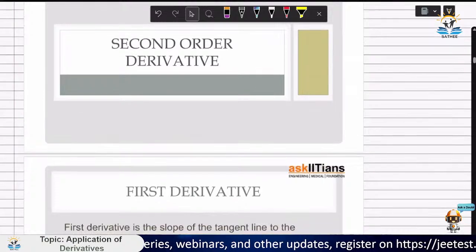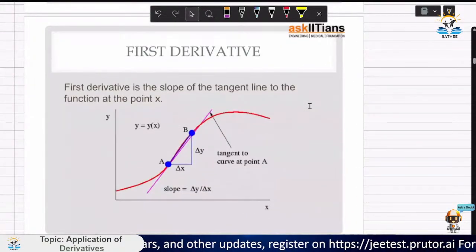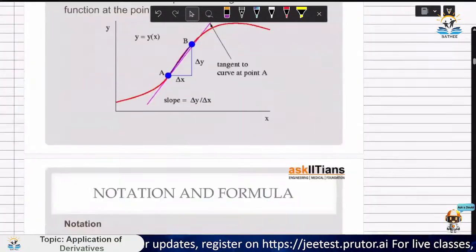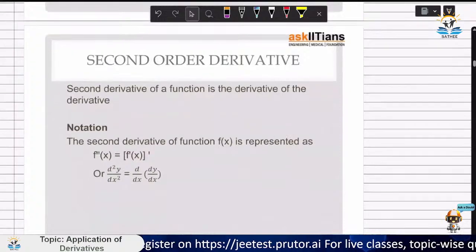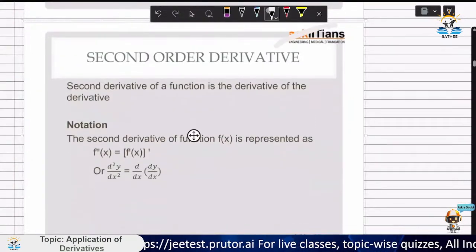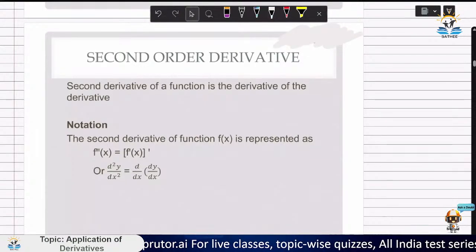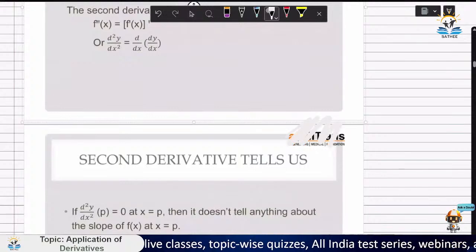Let's move on to the second order derivative. This is something that is to be discussed. The first derivative is the slope of the tangent line to the function at the point. That is what we discussed earlier. Notion and formula we are aware of. Let's go to the second derivative of it. We had defined what the second derivative looks like.